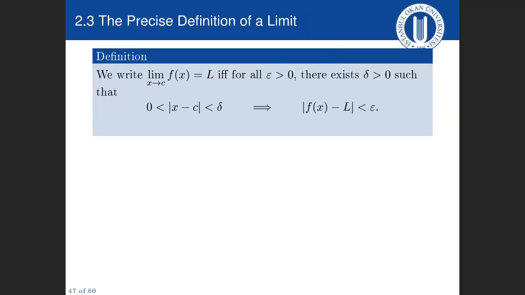So this is the formal definition. This is what a limit really means. We write that the limit as x tends to c of f of x is equal to L if and only if, for all epsilon greater than zero, there exists delta greater than zero, such that if the absolute value of x minus c is between zero and delta, then the absolute value of f of x minus L is less than epsilon. Or to understand it, for any epsilon, doesn't matter how small an epsilon we're given, we can always find a delta such that if x is close to c, then f of x is close to L.